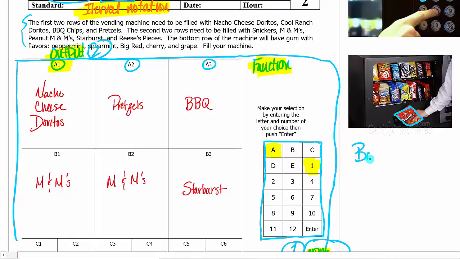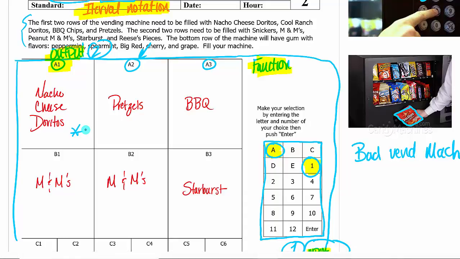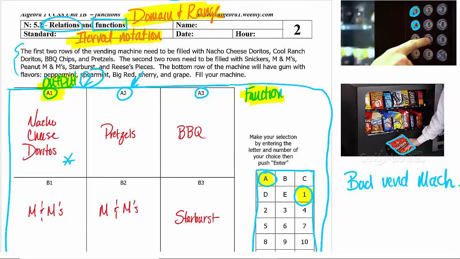Why are we going to call a relation a bad vending machine? Because would you go back to the vending machine if you pressed A1 and got pretzels? You didn't want pretzels. You wanted nacho cheese Doritos. So you probably wouldn't go back to that vending machine. It'd be a terrible vending machine if you never knew what you're going to get out. Unless, I guess, you were looking for a surprise. If you're looking for a surprise, great, then you found the vending machine for you. But for the rest of us, that's not going to work so well.